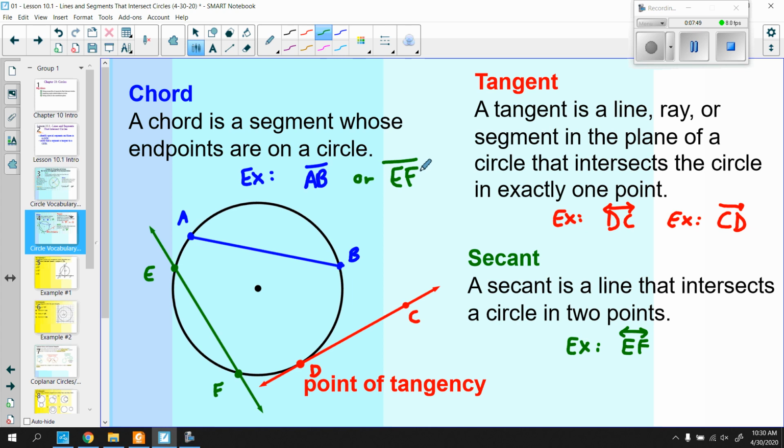When I write it like this and say segment EF, I'm only talking about from right here to right here, just this portion of that line. That's what makes it a chord. It's a segment whose endpoints are on the circle, versus a secant, line EF, which is this, but also this forever and this forever. Okay, so there's a difference there. They're easy to get mixed up, chord versus secant. So we'll take a look at a few examples here.